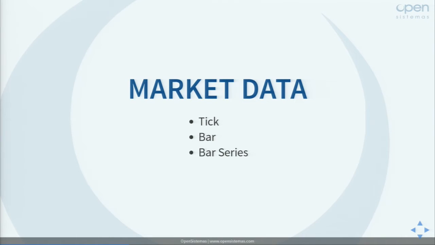Market data is implemented using NumPy arrays. And perhaps the main market data structures are the ticks, which are simply the ask and bid prices at a given timestamp. The bar, which is usually the open, high, low, close prices during a time span. And then the bar series, which is simply a series of bars, sorted, of course, by the timestamp.